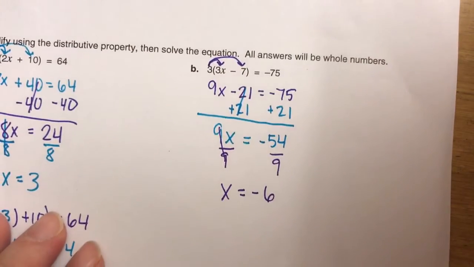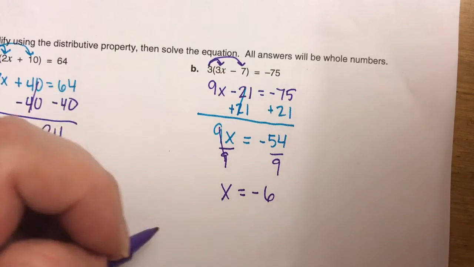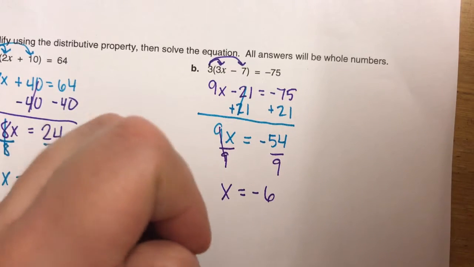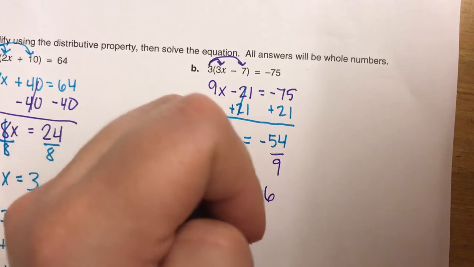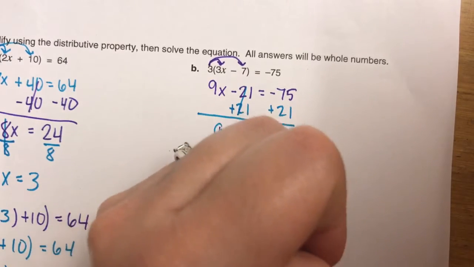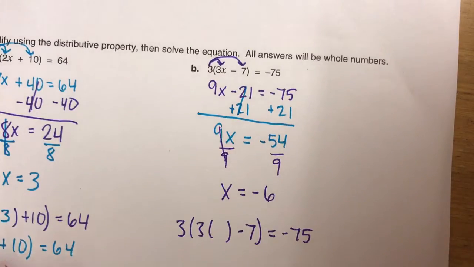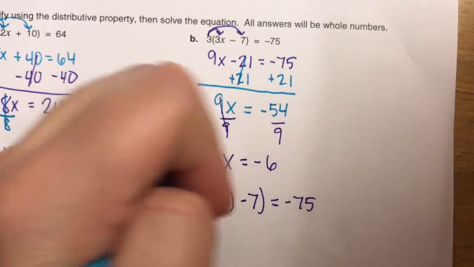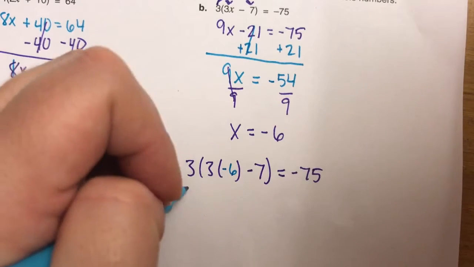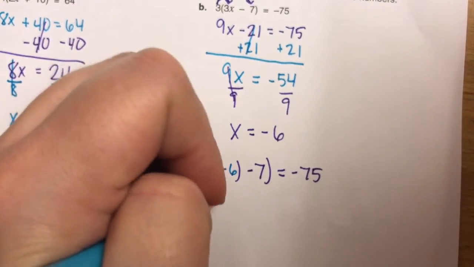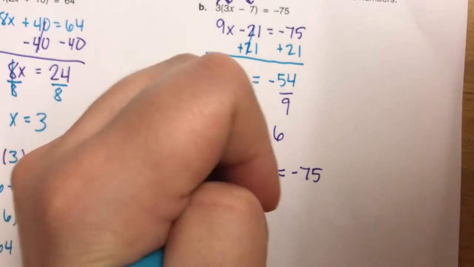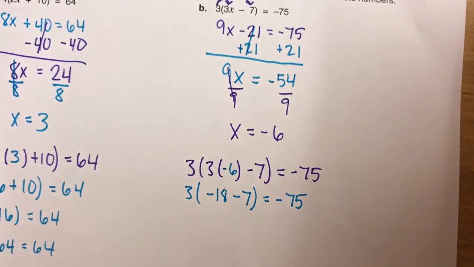Let's make sure that's right, though. We'll go ahead and write the problem out again. 3 times 3, put parentheses where the x should be, minus 7, close parentheses, equals negative 75. And I'm going to plug in negative 6 for my answer. So I'll start simplifying here. 3, and in parentheses, 3 times negative 6 is negative 18, minus 7 equals negative 75.